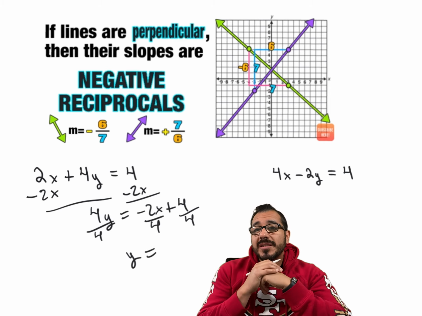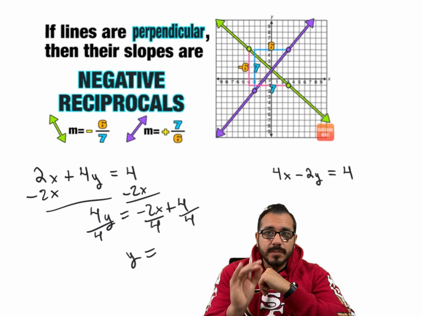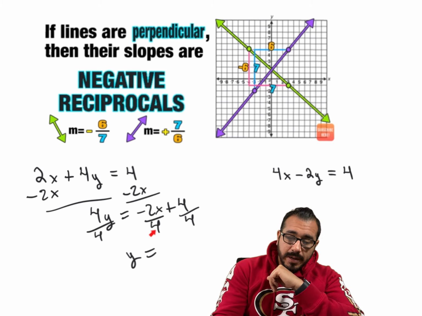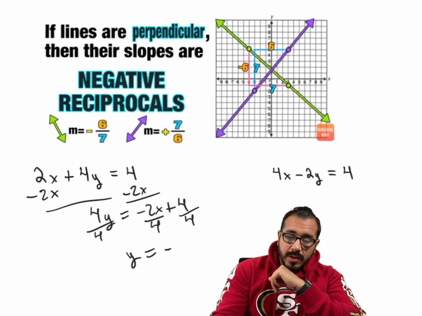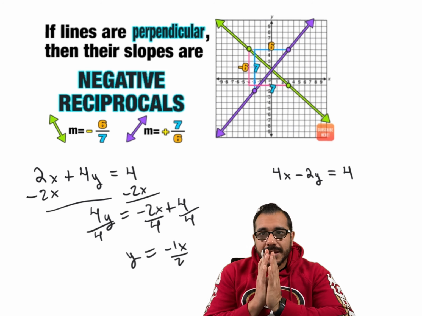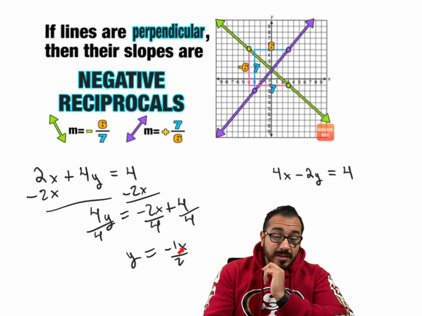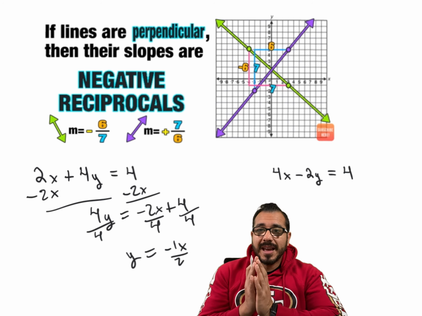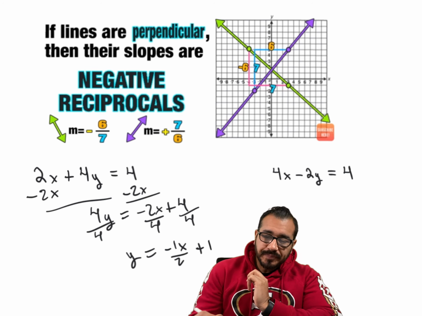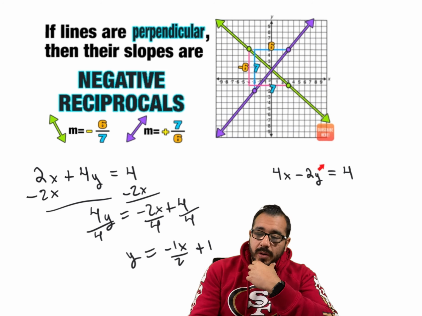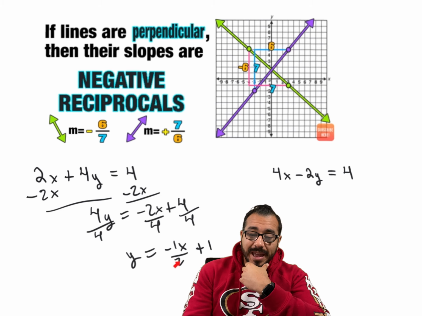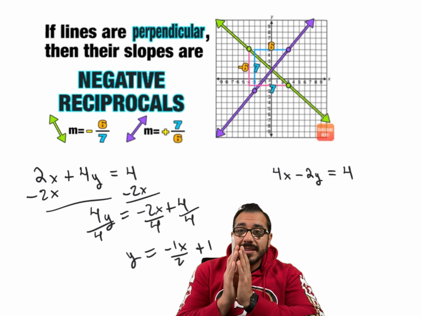And I always want you to simplify the fractions as much as possible. So I can divide both of these by 2, and I get negative 1x over 2. I get people asking all the time, you could write the x on top or you could write it off to the side. It doesn't matter. And then we add 1. Now I know the slope here is negative 1/2, because the slope is always next to the x.